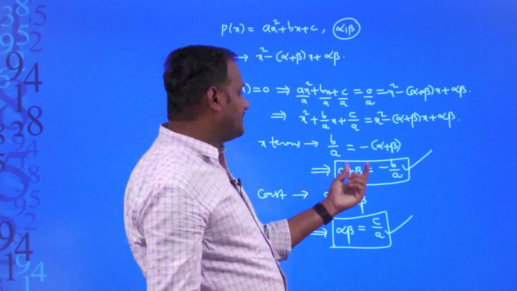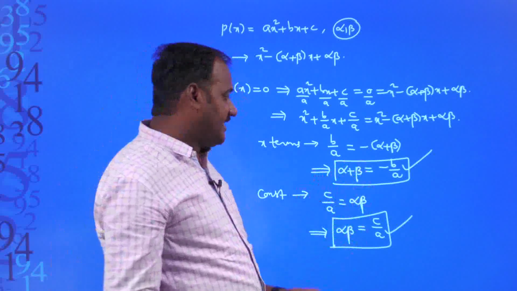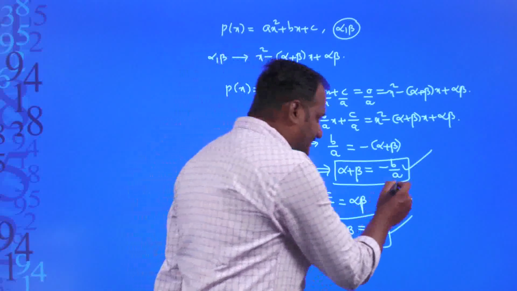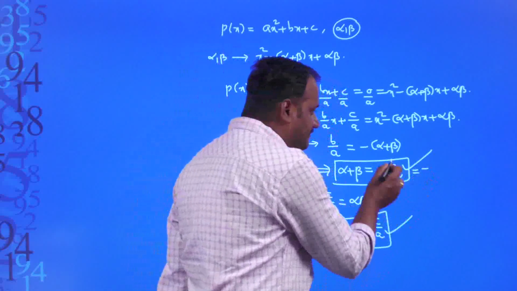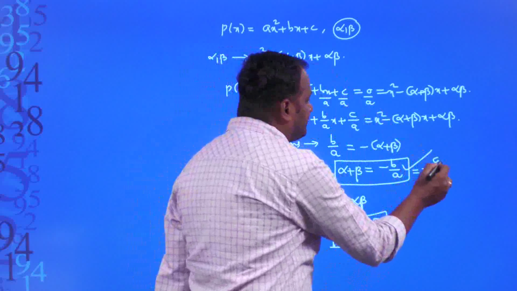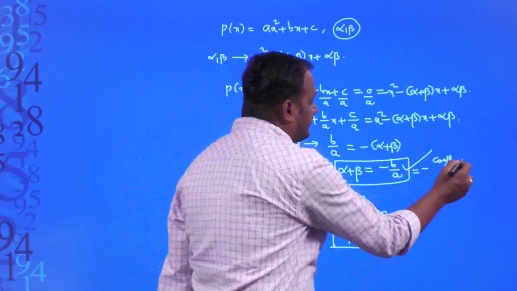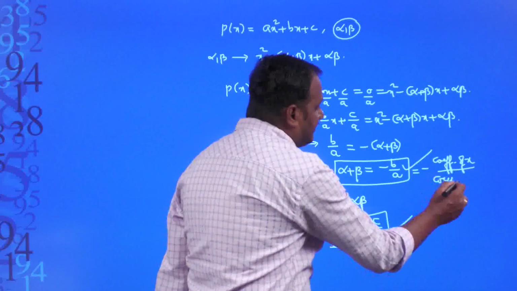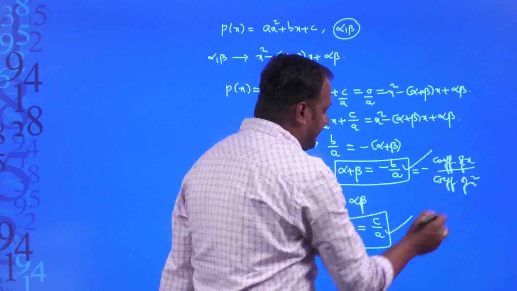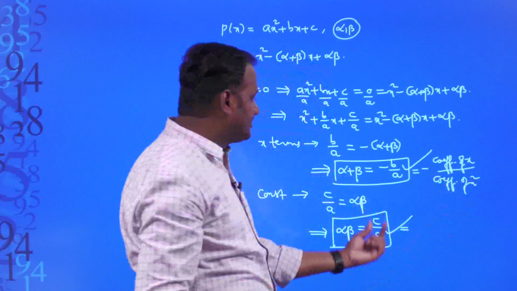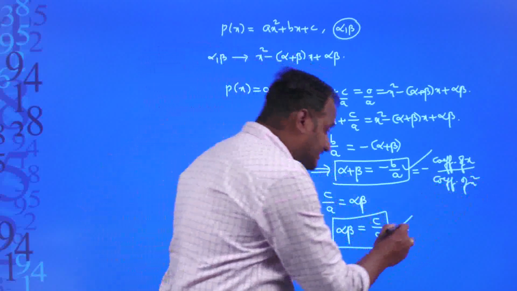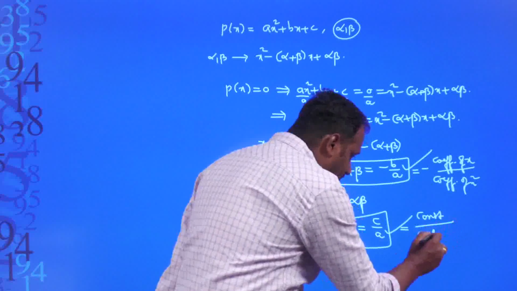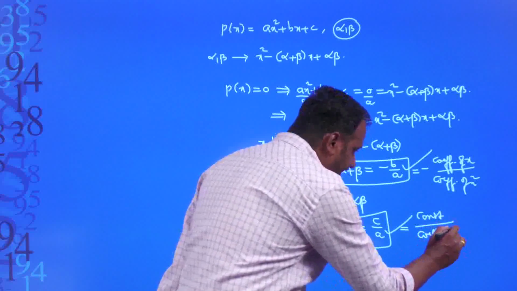Sum of zeros alpha plus beta is equal to minus b by a, and product of zeros alpha into beta is equal to c divided by a. Here minus b by a is nothing but minus b, which is the coefficient of x, divided by a, the coefficient of x square. And product of zeros is equal to c divided by a, where c is the constant, divided by a, the coefficient of x square.